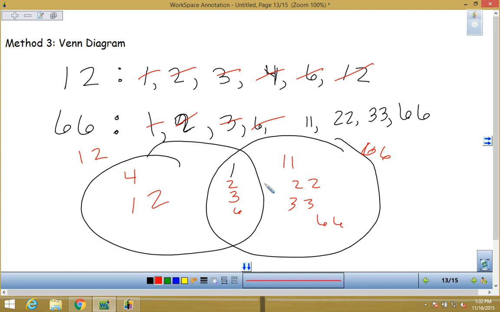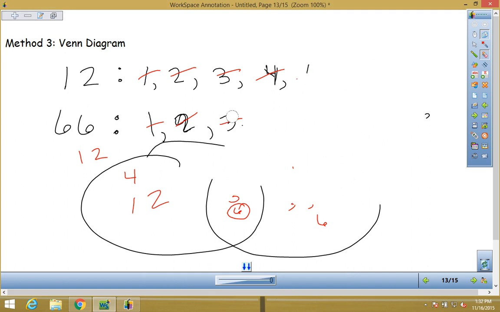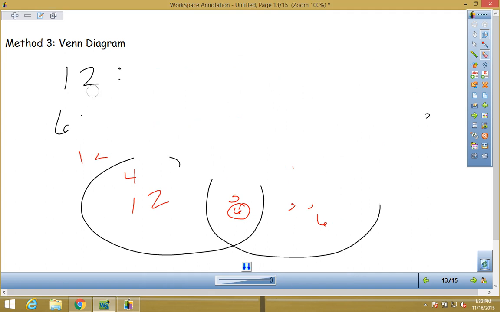Okay, so we look at this center part. What is the biggest number that's listed? 6. And that's your GCF. Now, you could do this exact same thing, though, minus the Venn diagram. Okay? And I'm going to show you how to do that.